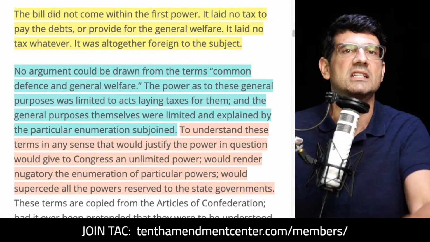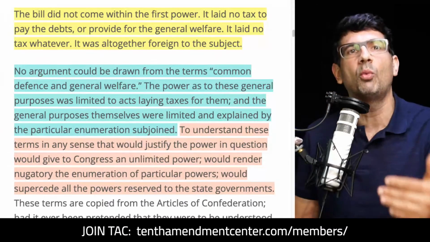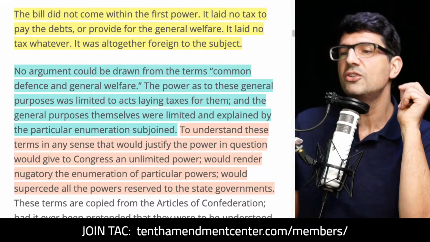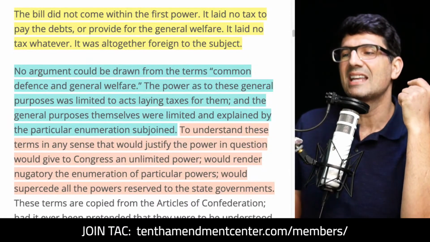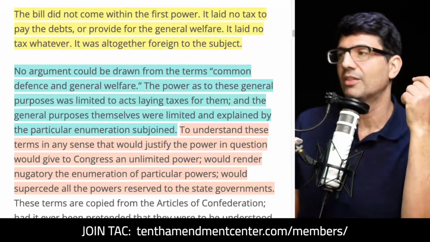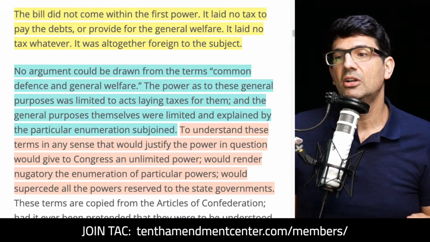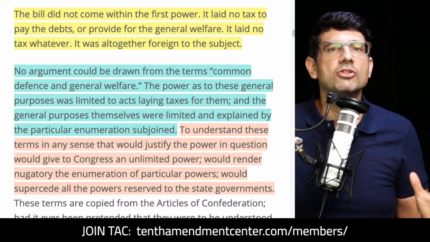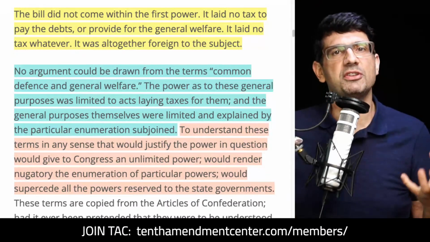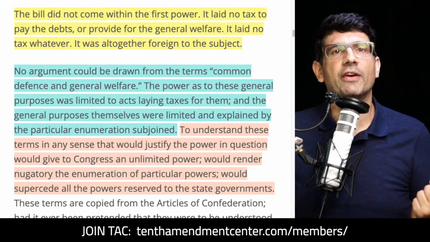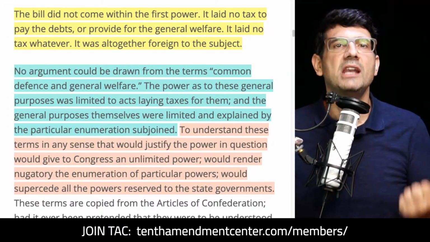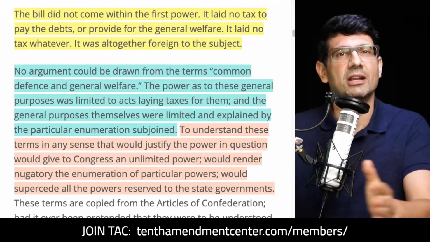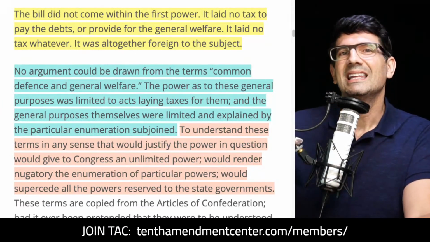Now, that isn't a complete list of all the delegated powers, but those were the ones that the General Welfare Clause applied to. He goes on, he says, to understand these terms in any sense that would justify the power in question, that is, to create a national bank, would give to Congress an unlimited power. So to twist and shove this bank bill into the General Welfare Clause is in essence giving them unlimited power under that clause. And that's really what we live under today. And it really started at least in 1791, if not sooner.